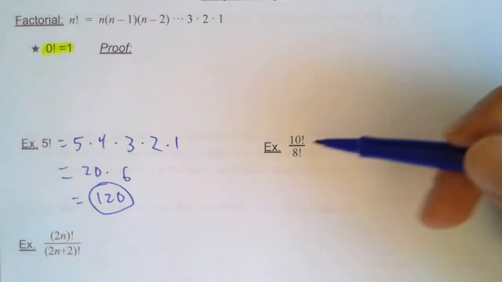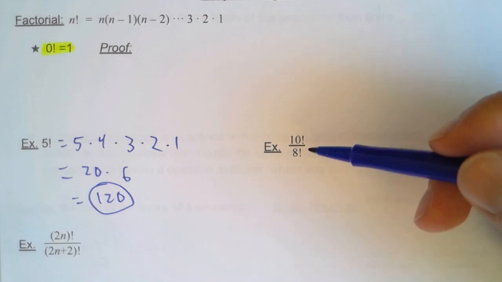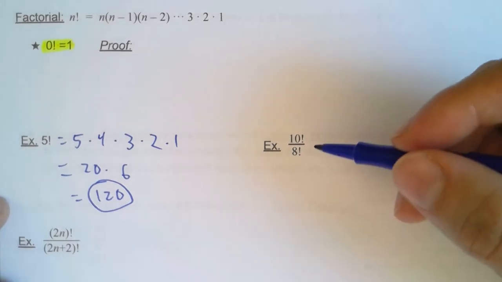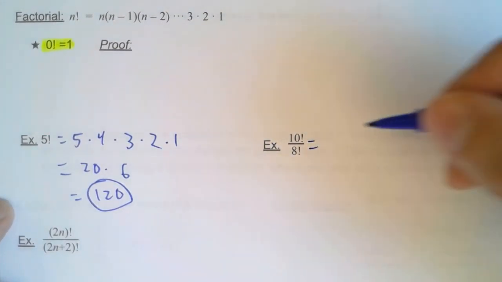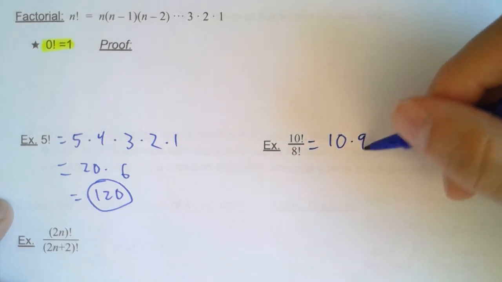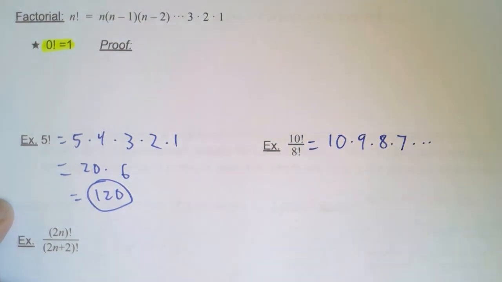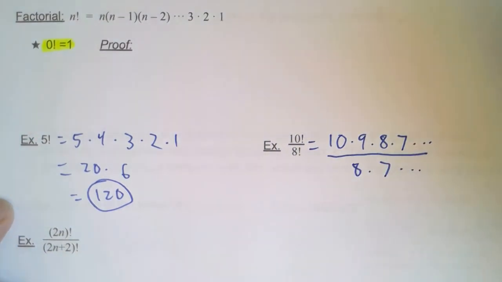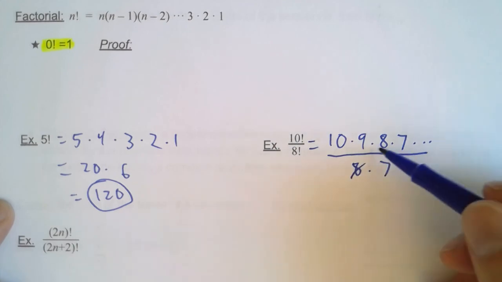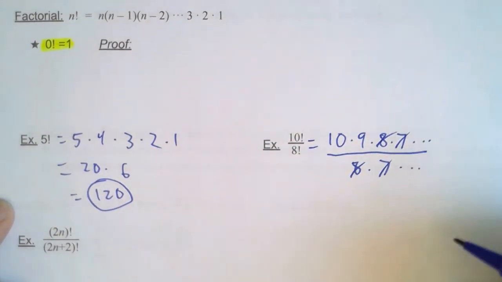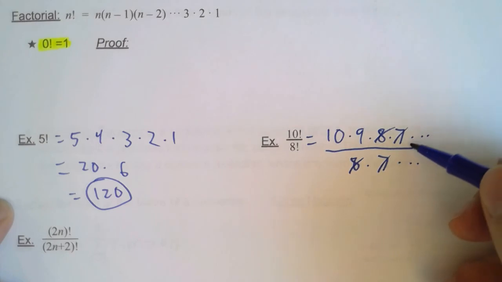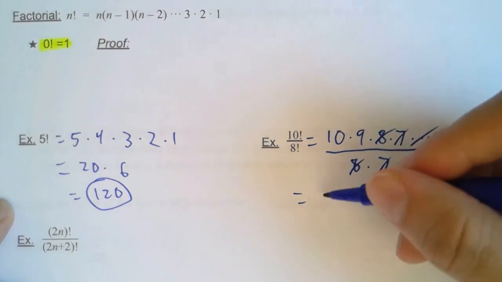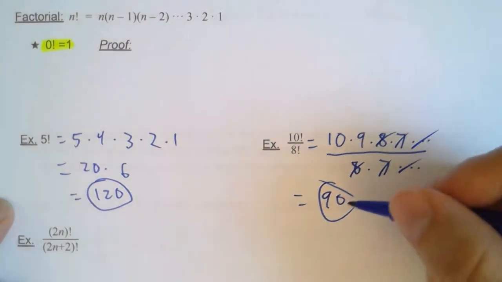Okay. So of course, something like this, you could just type into your calculator. But a lot of times this would be a no calculator problem that is actually pretty easy to do without a calculator. If you take a look at what this would be, you'd have 10 times 9 times 8 times 7 and so on. And then down here you would have 8 times 7 and so on. But you can see what would happen. The 8s would cancel out. The 7s would cancel out. And then 6, 5, 4, 3 all the way down would cancel out. So all you would be left with would be the 10 times 9, and so you would just have 90.